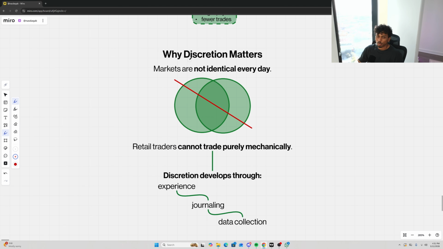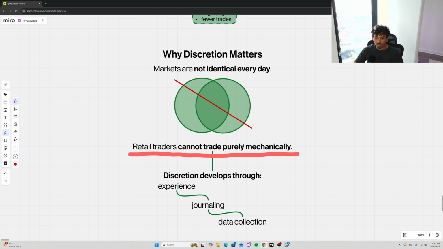All right, cool. We've established this. Now let's go and talk about discretion. So why does discretion overall matter in the markets? I strongly believe, and a lot of other profitable traders will probably agree with me as well, you cannot trade mechanically. Retail traders cannot trade purely mechanically. Why is this so? If there was some sort of mechanical strategy that worked 60, 70, 80% of the time, every single retail trader would be rich. Now we want to start off with the mechanical framework, but then we want to apply our own discretion on top of that.